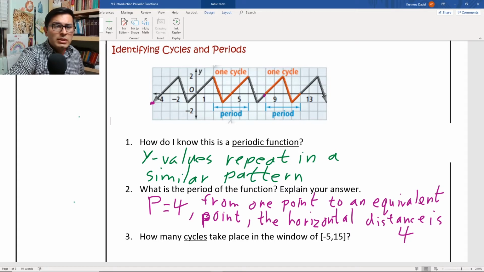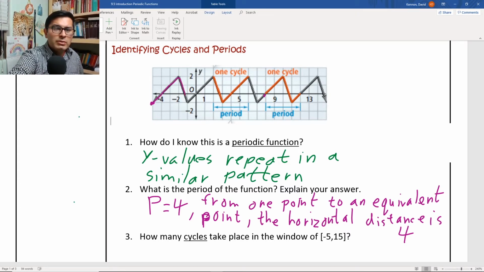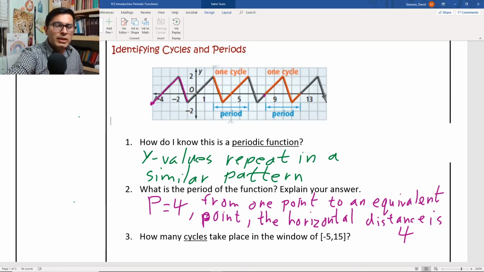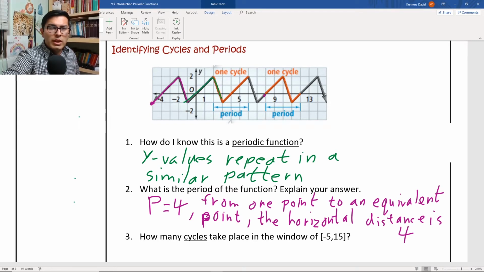Now we need to identify how far that first cycle goes. As we can see, this first cycle goes all the way to the top and then down to the bottom. And that seems like an equivalent point that we can stop at. Now that is going to be the first cycle. And the question is just asking, if you keep on doing this all the way to 15, how many cycles do you get? So let's figure that out. The next cycle is right here. So we're just going to draw that really quick.